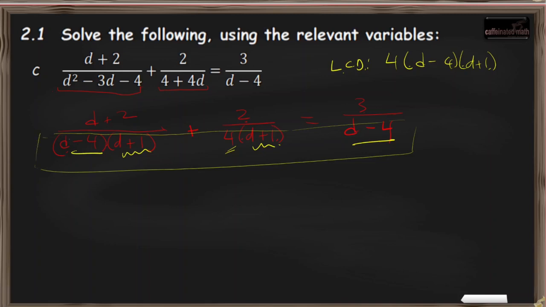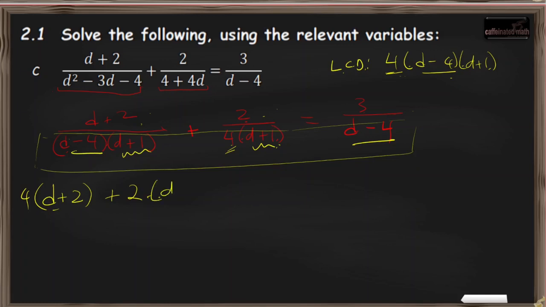Just make sure that the numerators are adapted accordingly. So for the first fraction, we had d plus 2. Don't forget to put that in brackets. And that must be multiplied with a 4, so that it matches our LCD. So now we'll add it. We'll add 2. Well, this fraction already has a 4 and a d plus 1. What does it need? It needs a d minus 4.